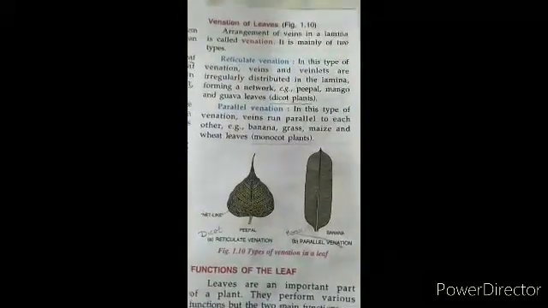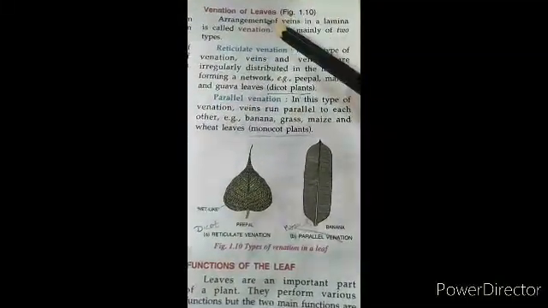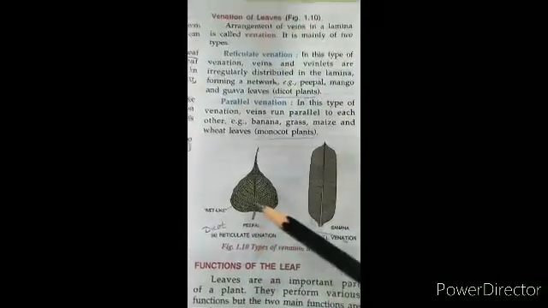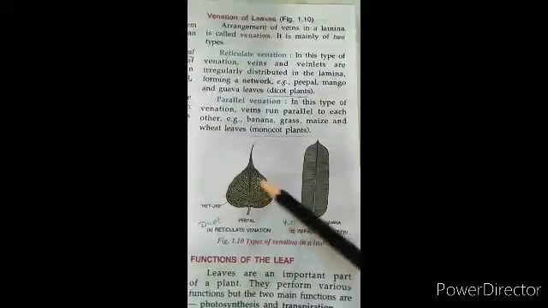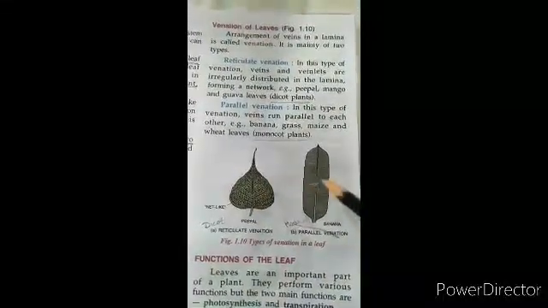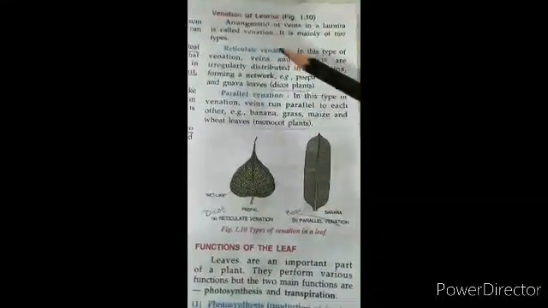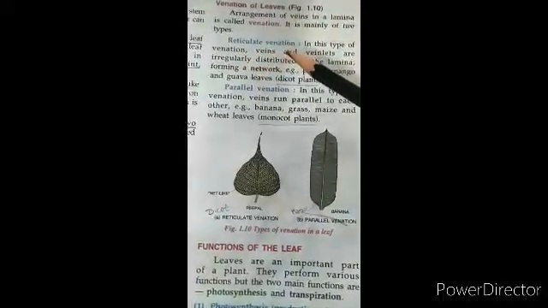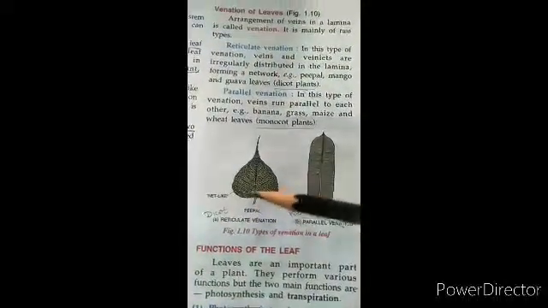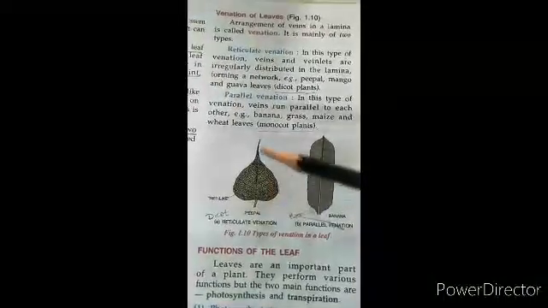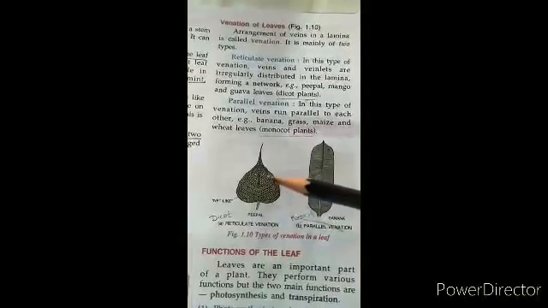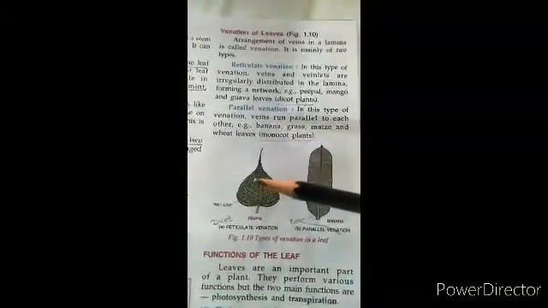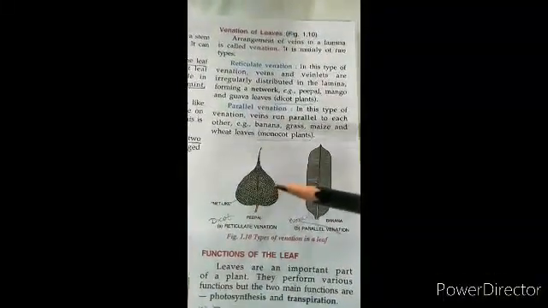Now we go to the next topic, venation of leaf. Venation means the arrangement of veins in the lamina. How the veins are arranged in the lamina. Two types are found. Reticulate venation is very easy to understand. You have a midrib, from the midrib various veins come out, and from the veins various veinlets come out.